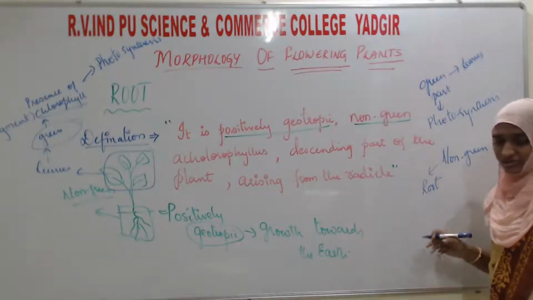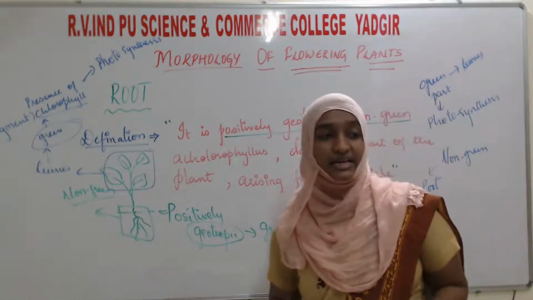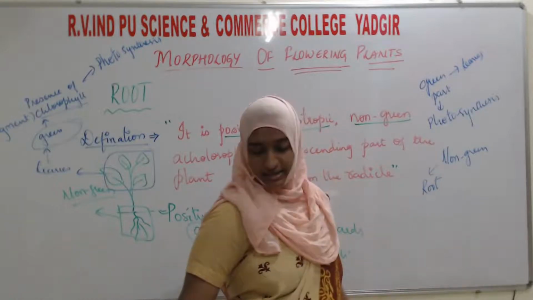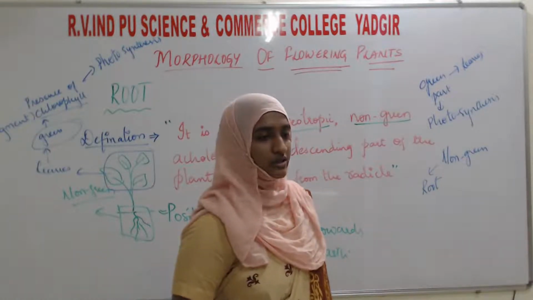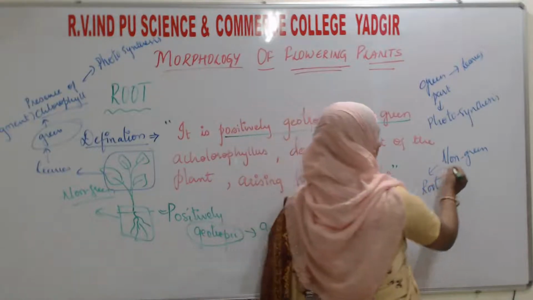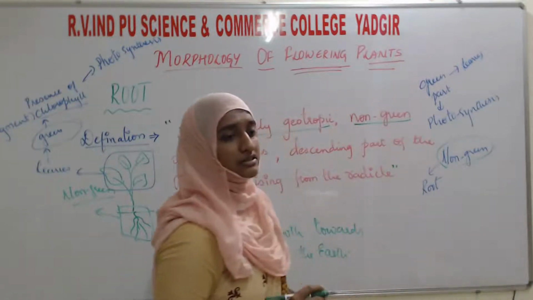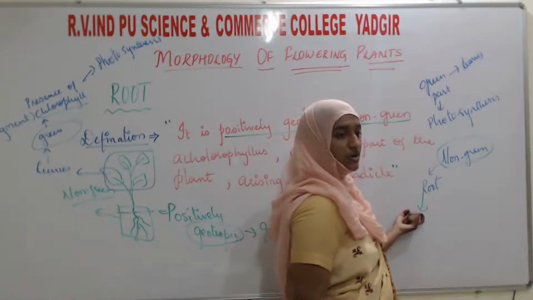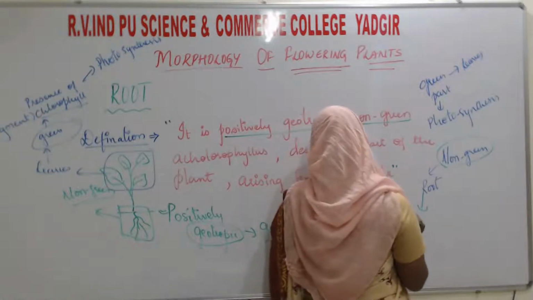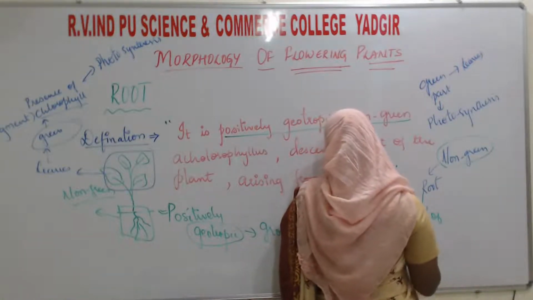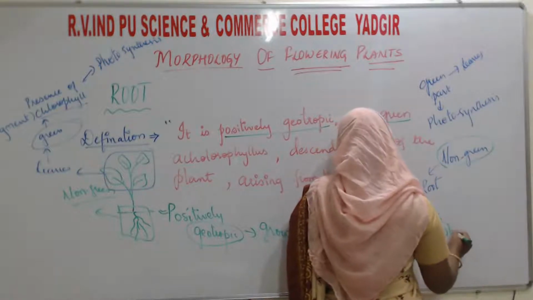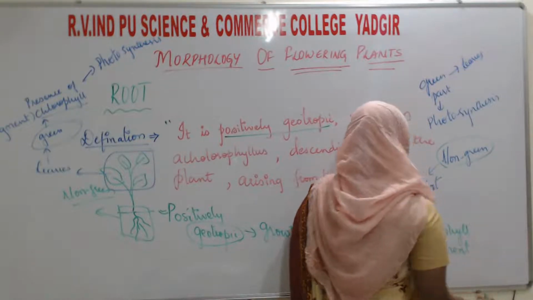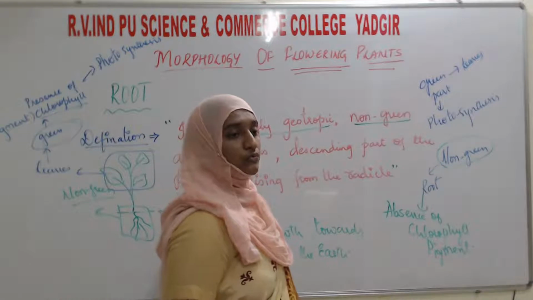Okay, so what is the function? See, the root is not green colored. It is somewhat brown in color. That's why we are telling here that roots are non-green parts. Why is it non-green? Because of the absence of chlorophyll pigment.